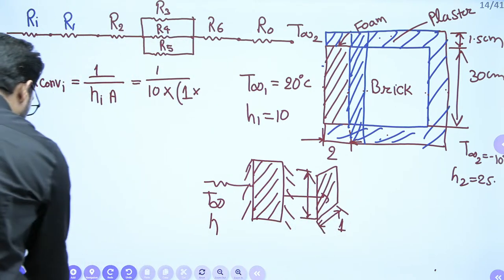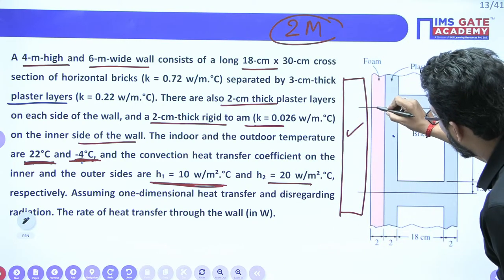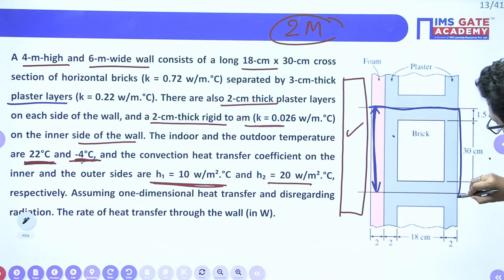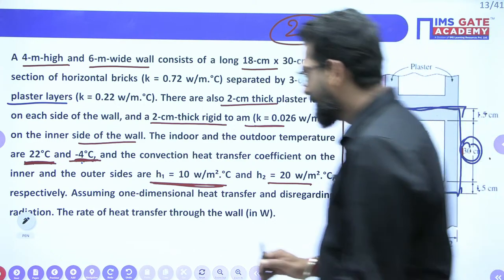So, what height is given, beta? See, this height. Why? Because we are taking this portion only. This height is 30 centimeter. This 30 plus 1.5 plus 1.5, because we take this much of the system. So what is the height? Height is 30 plus 1.5 plus 1.5. How much will it be, beta? 33. Convert this centimeter into meter. So this is your 0.33.